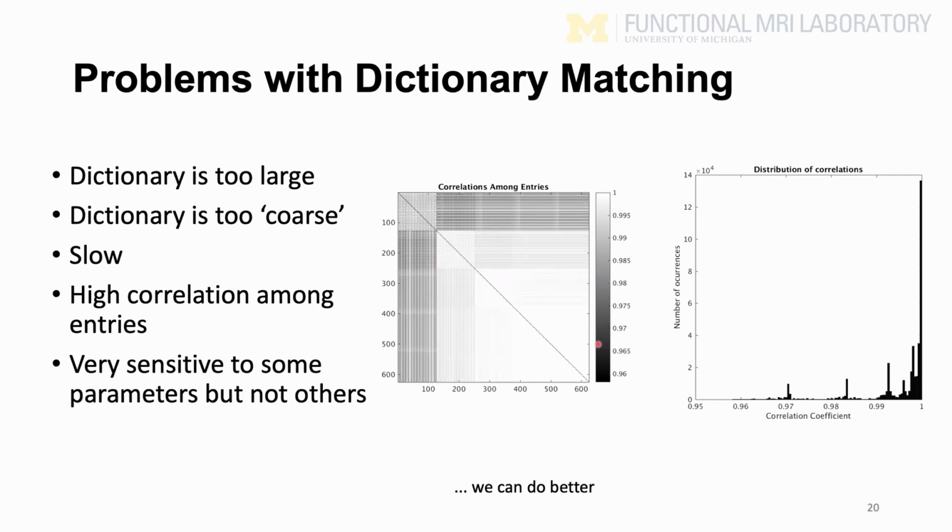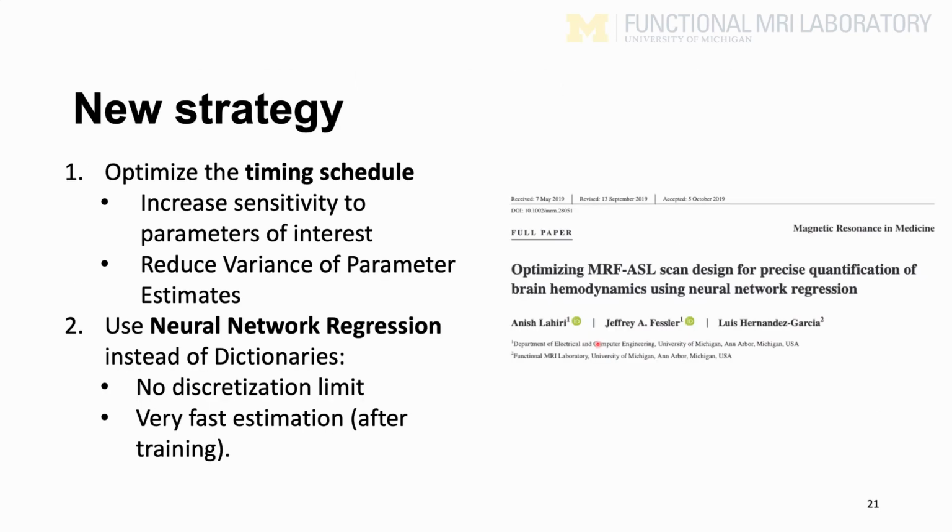So we go back to the drawing board, and what we come up with is that, well, first of all, we should try to optimize the timing schedule. Rather than just guessing and doing this cognitive optimization, we need to do something more formal and more rigorous. That will allow us to increase the sensitivity to the parameters we want, and thus reduce the variance of those parameter estimates.